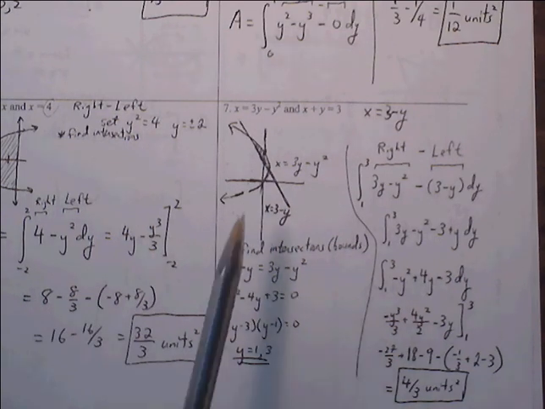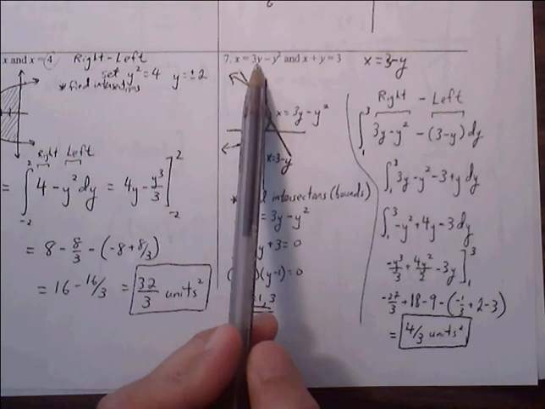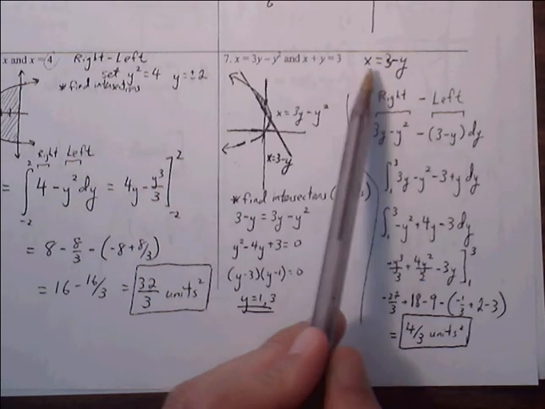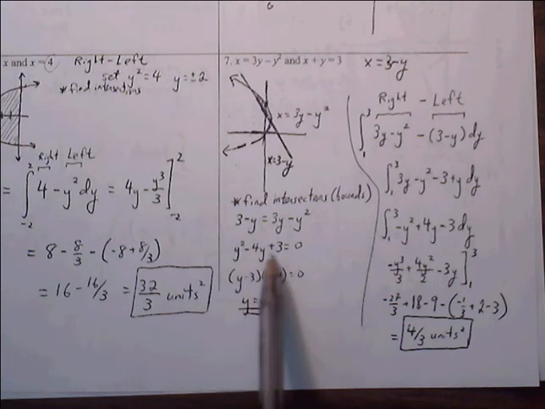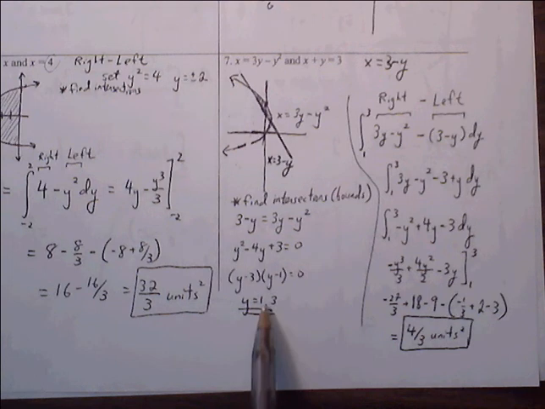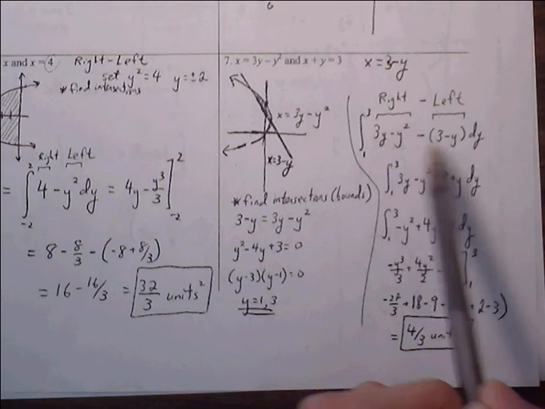The way we find those bounds, we can set the two equations equal to each other. So 3y minus y squared, we set equal to 3 minus y. We bring everything over to one side and go through factoring, y minus 3 and y minus 1. So y is 1 and 3. So between 1 and 3, we have a right curve and a left curve.